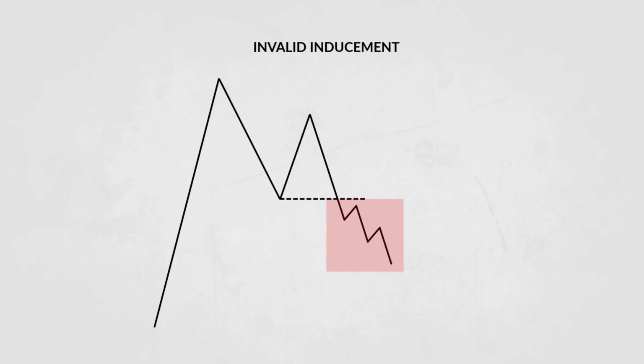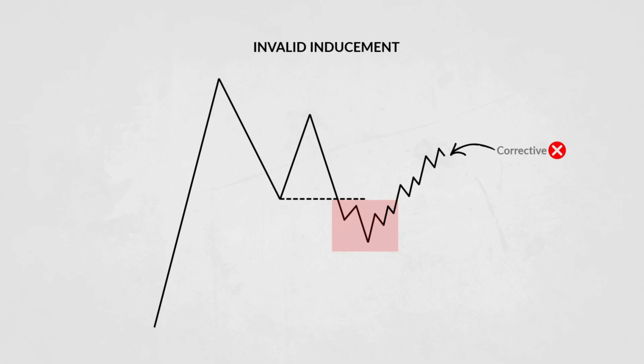Now, to identify an invalid inducement is actually quite easy. Instead of price taking out a low and then immediately reversing to the upside, we see price waste a whole lot of time after taking out this low. This shows us that this is an invalid inducement. Instead, this is a break of structure, and we might then start seeing price moving to the downside.